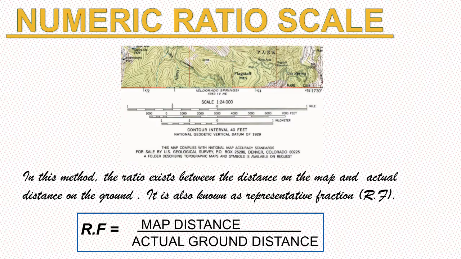For example, if we say that RF of the map is 1 by 10,000 or 1 is to 10,000, it means that 1 unit on the map represents 10,000 units on the ground. If the unit of measurement is centimeter, we will say that 1 centimeter on the map represents 10,000 centimeters on the ground. If, however, the unit of measurement is inch, then we will say that 1 inch on the map represents 10,000 inches on the ground.